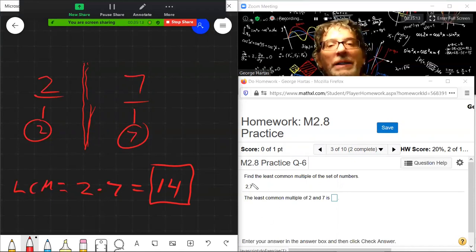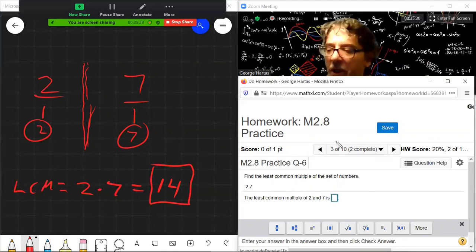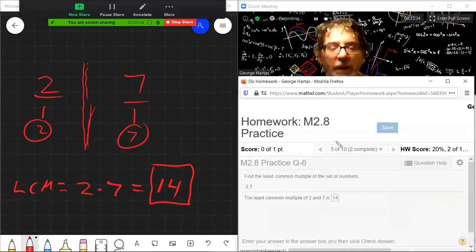So if you can spot that, you can save a little time and avoid the factor tree. 2 and 7 are both prime, and there's nothing common between both. Multiply them out. And 14 should be our answer. Because 2 goes into 14, and 7 goes into 14.